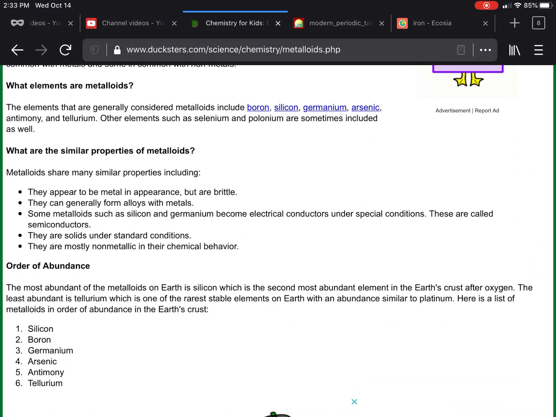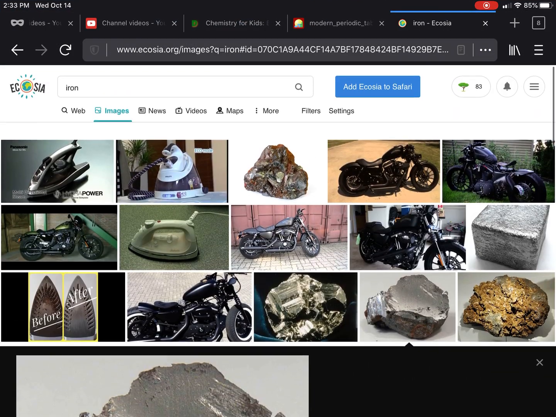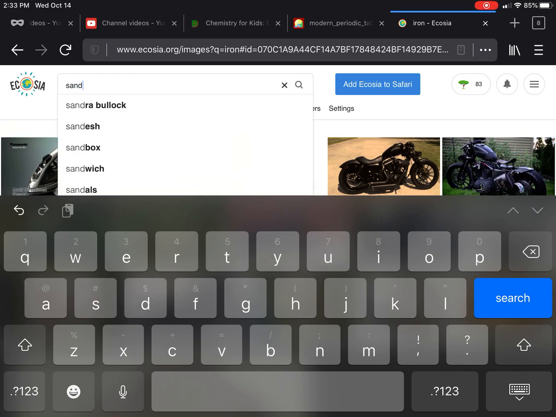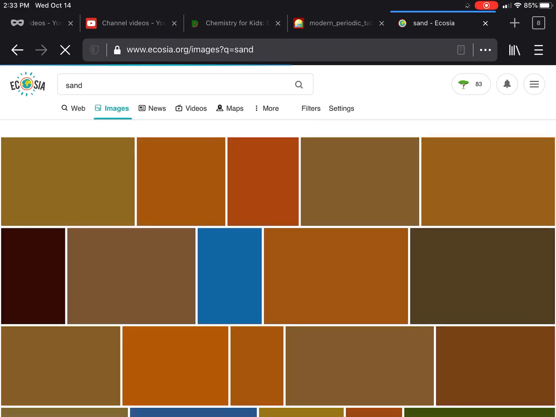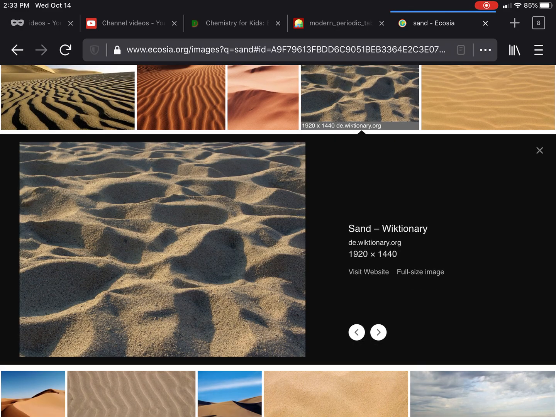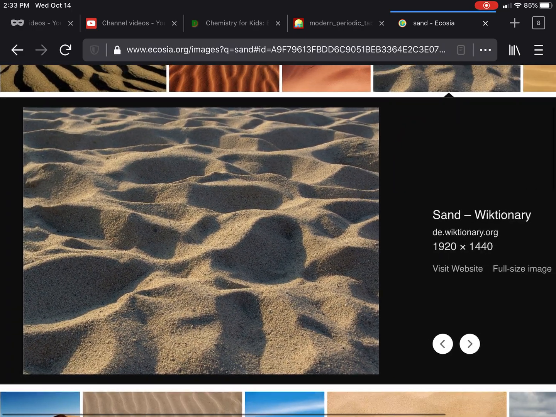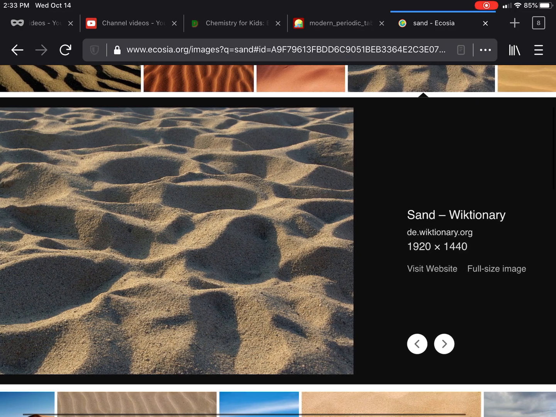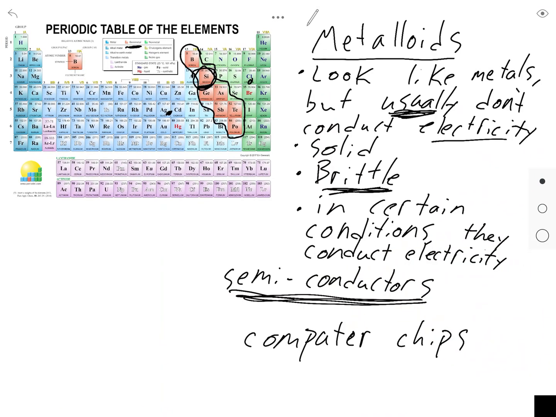So let's look at an example of a metalloid. And that example is sand. So sand has a lot of silicon in it. So look, it's a very, very common element because there's so much sand on the earth. Okay, so if you can find some sand, you've got yourself a metalloid. All right. I think that pretty much covers it. Yeah, they conduct electricity sometimes. They're used in computer chips. Metalloids are kind of interesting, even though there's not that many of them on the periodic table.